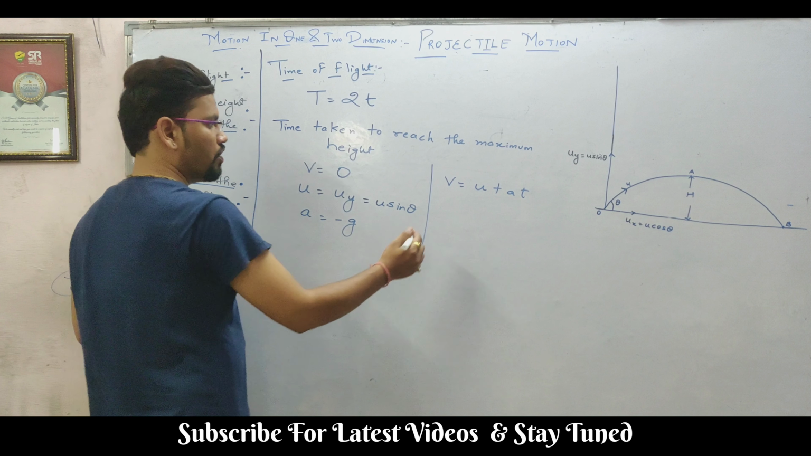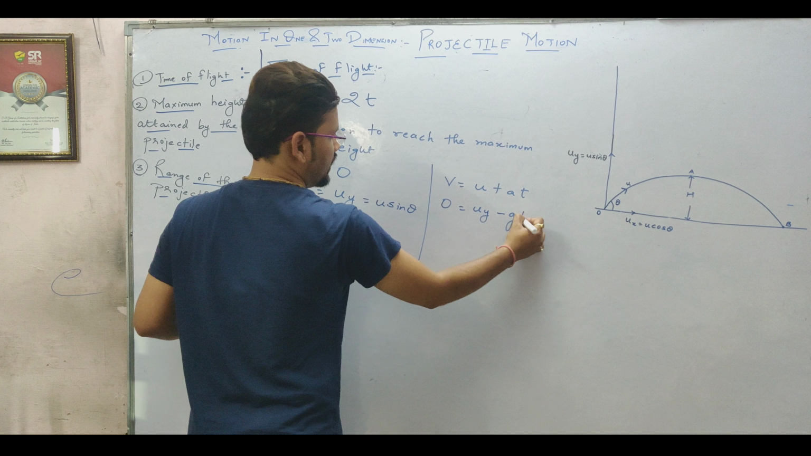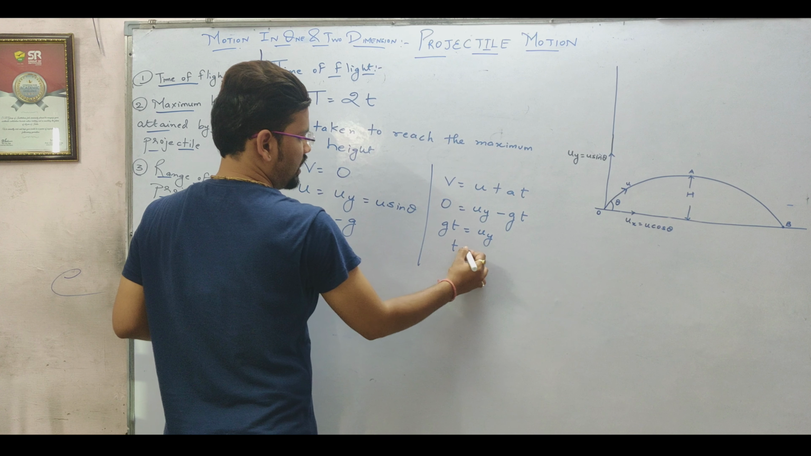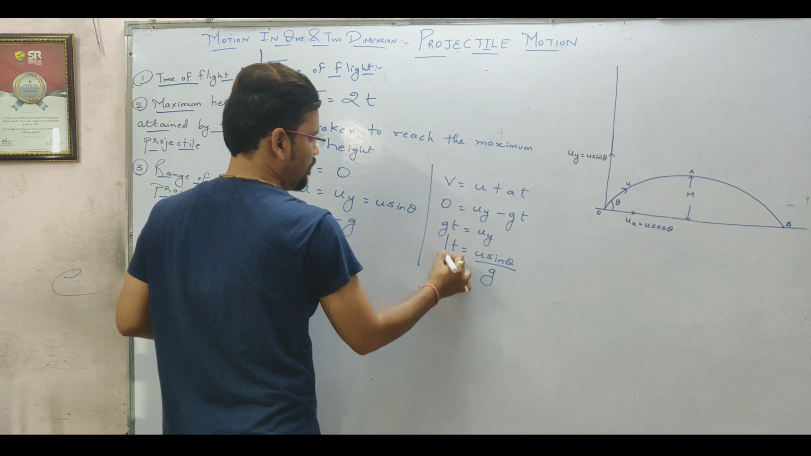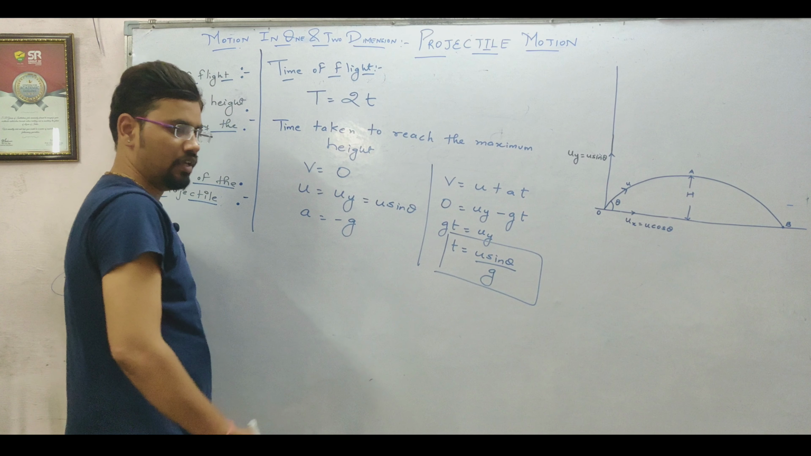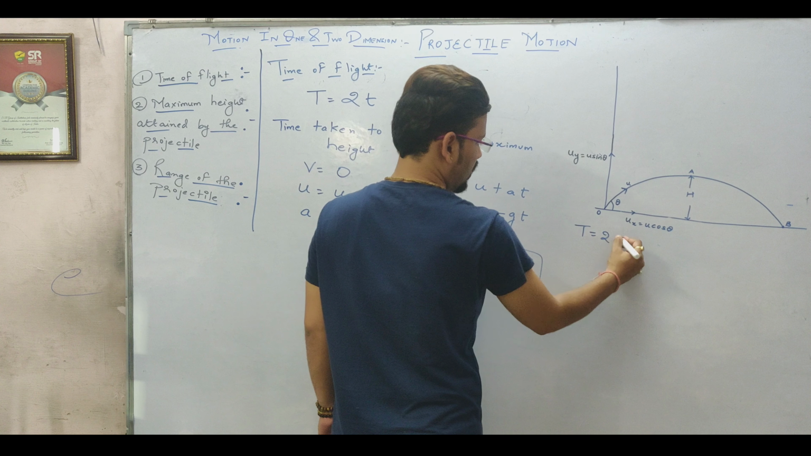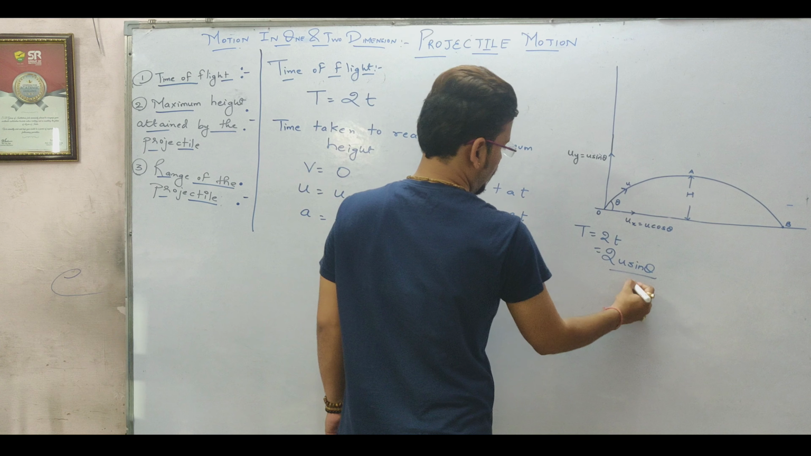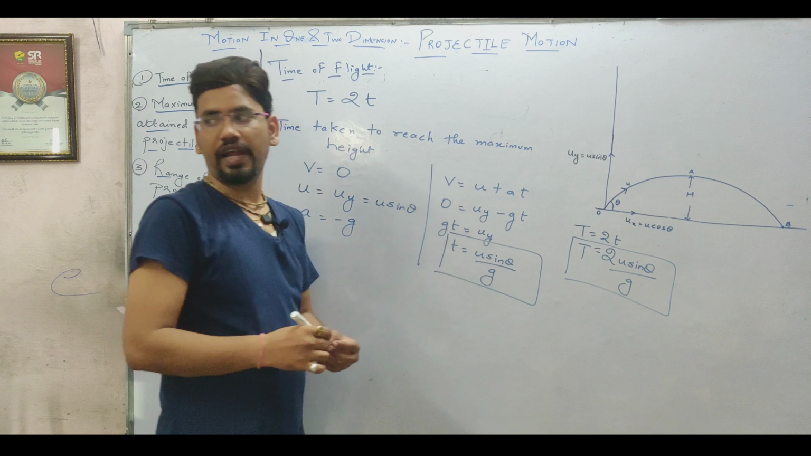Putting all these values, v is 0, u is uy, minus gt, or gt is equal to uy, or t is equal to, putting the value of uy, u sin theta upon g. So this is the time taken to reach the maximum height. Now total time of flight is twice this time duration, so it will be equal to 2 u sin theta upon g. This is the expression for the total time of flight.